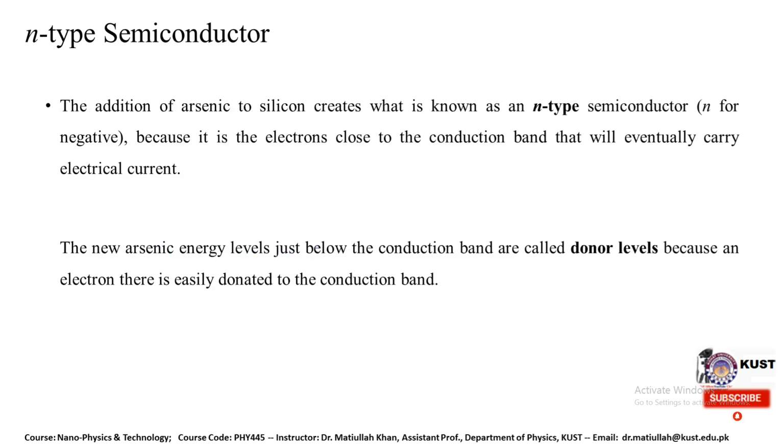We are coming toward the other type of extrinsic semiconductor, that is the n-type semiconductor material. With the addition of arsenic, as we considered in the last case, there is an n-type semiconductor material where it donated a single excess electron, while the total charge neutrality of the system is maintained. Because it is the electron close to the conduction band that will eventually carry electrical current, this new arsenic energy level just below the conduction band is called the donor level, because this electron is easily donated to the conduction band.